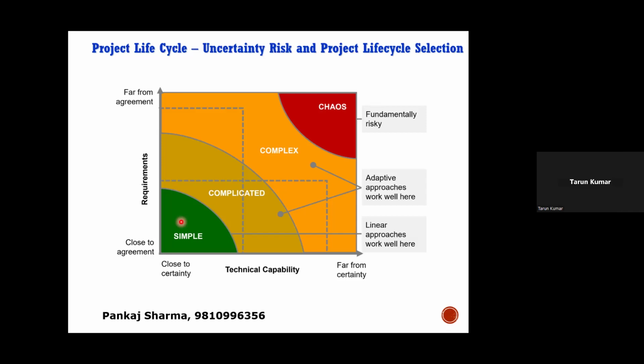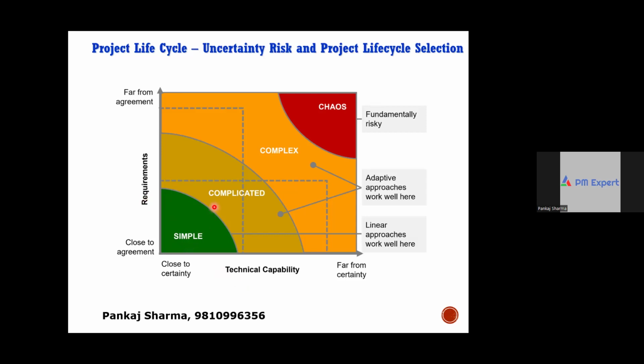Now, Pankaj, sorry to break you. So when you say requirement uncertainty is very, very less, it means that requirements are pretty much well defined. And technology is also pretty much well defined, right? So uncertainty related to technology or requirements is very less in case of simple projects. So we can follow the predictive or waterfall model. This is more relevant. Got it. Fine.